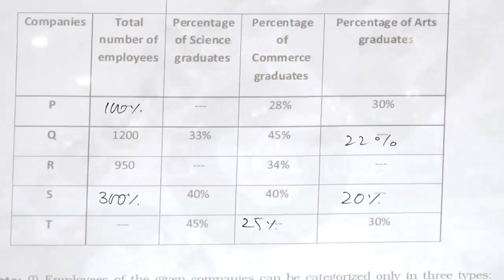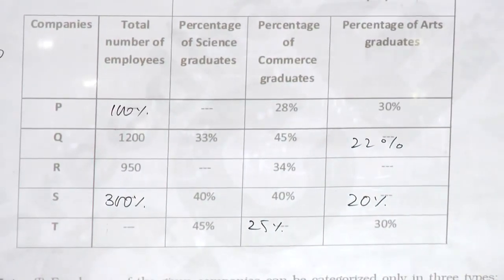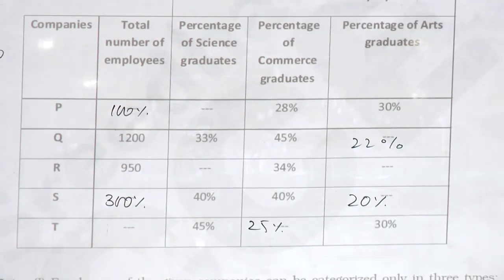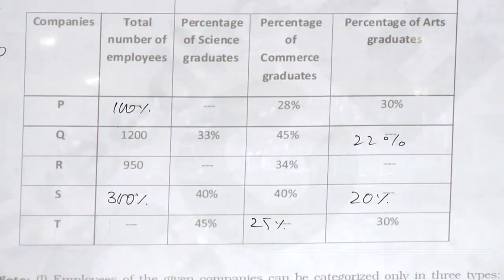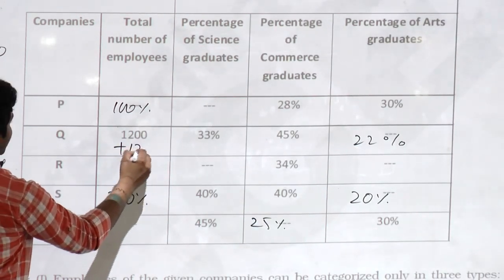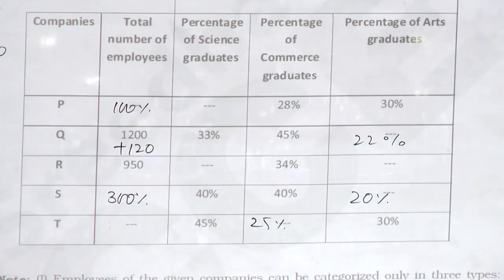Total number of employees in company Q increased by 10% from March 2011 to March 2012. Company Q, this is March 2011. In March 2012, it increases by 10%. 10% of this, how much is that? 120. So total becomes 1320.